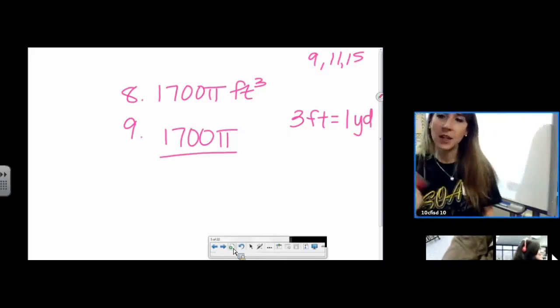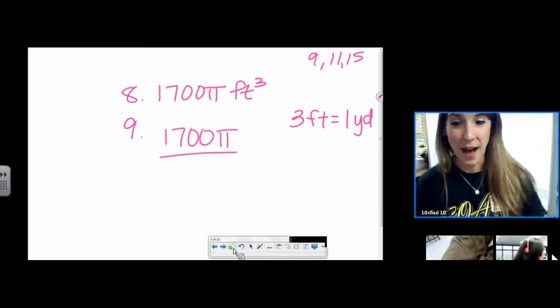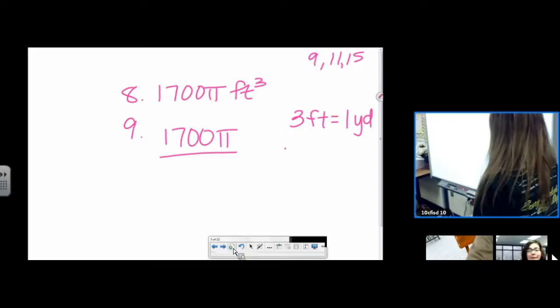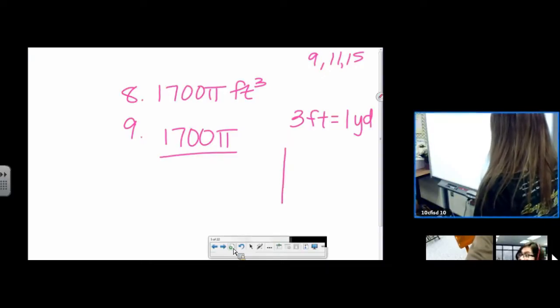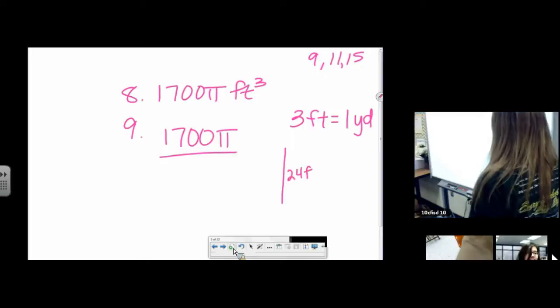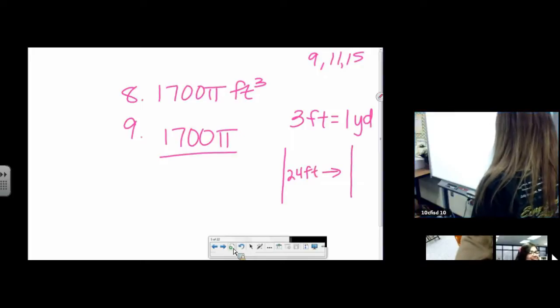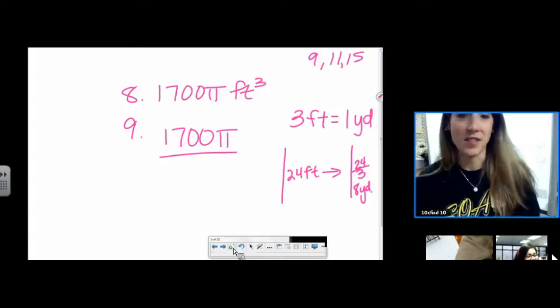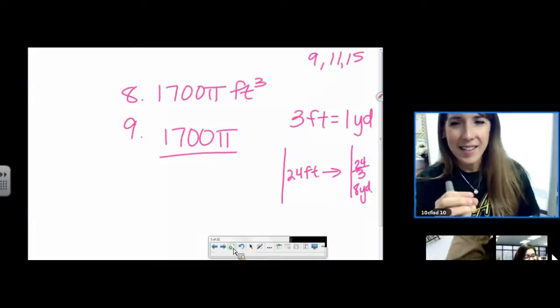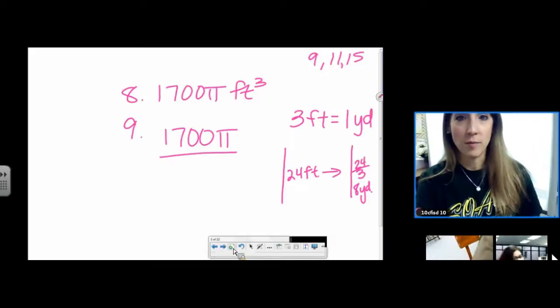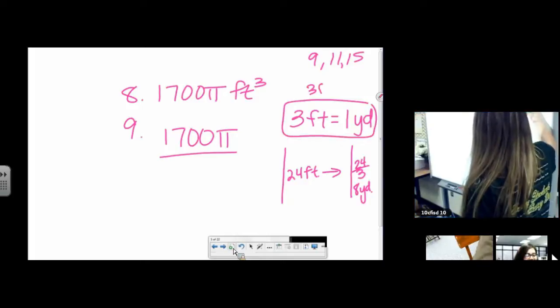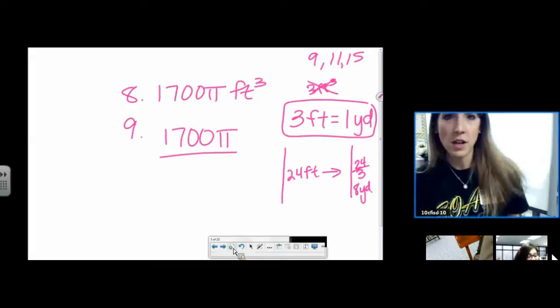So I'm going to take my answer from number 8, and what am I going to divide it by? So here's the hint. Let's say there was a length, and that length was 24 feet, and I wanted to convert that to yards, I would just do 24 divided by 3. That would be 8 yards. 24 feet is 8 yards. I just divided by 3. But those were lengths. This is a volume. You can't just take a volume and divide it by 3. This does not say 3 feet cubed equals 1 yard cubed.